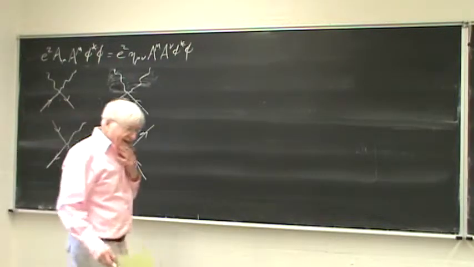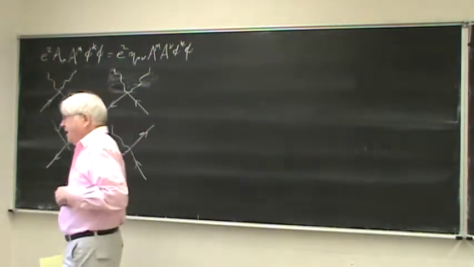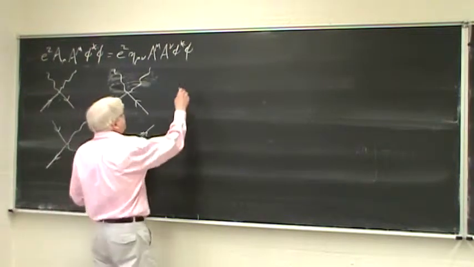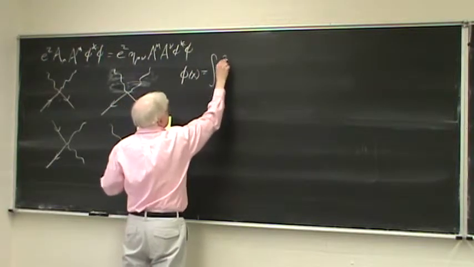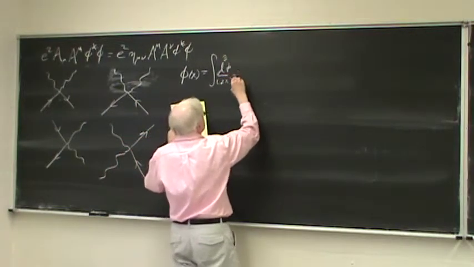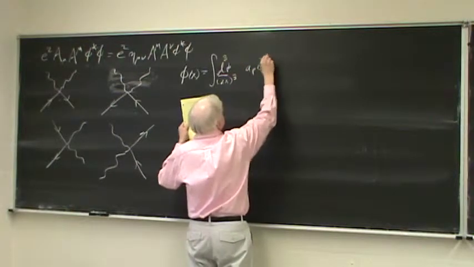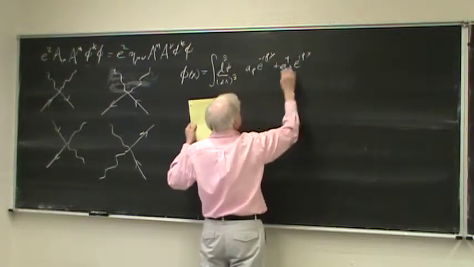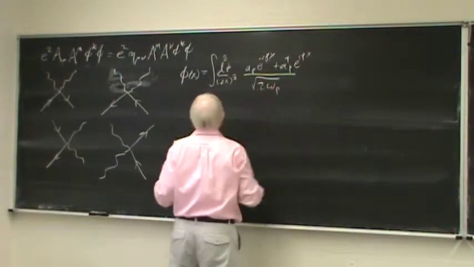All right, now we need to deal with the initial states and final states, so let me just remind you how that will go. First of all, for the phi field, φ(x) is of course an integral d^3p over (2π)^3 of a_p e^{-ipx} plus a†_p e^{ipx}. And these are Lorentz products, and we divide by the square root of 2ω_p.